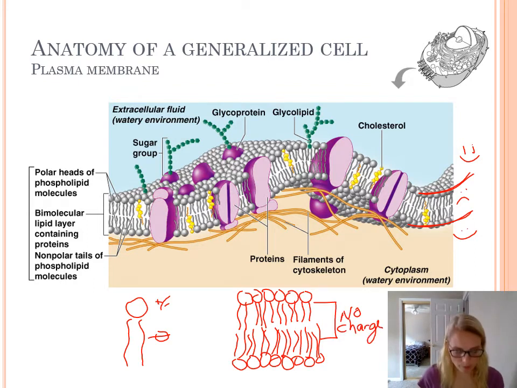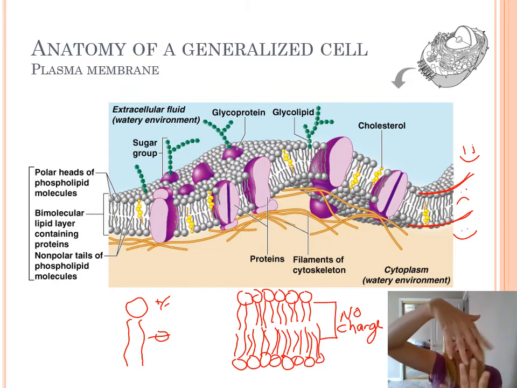So we use the term hydrophilic, which means water loving, and hydrophobic, which means water fearing or water hating. So we have this kind of bilayer with all the lipid tails pointing towards each other, and then we have the heads that are okay to be around water.